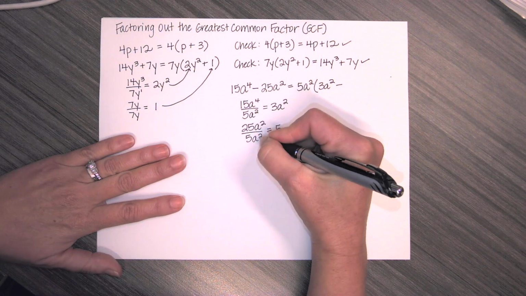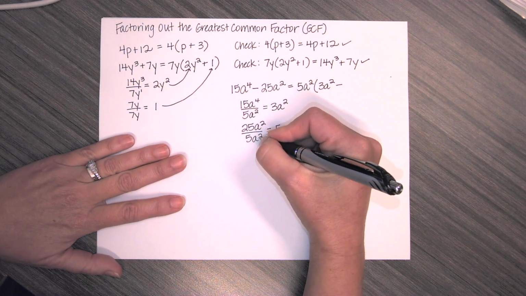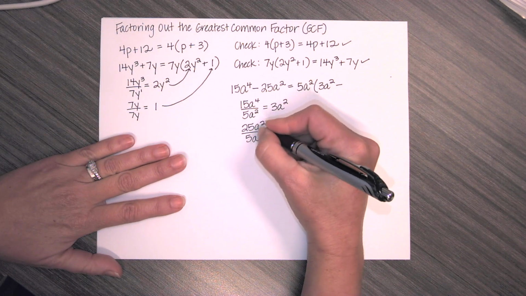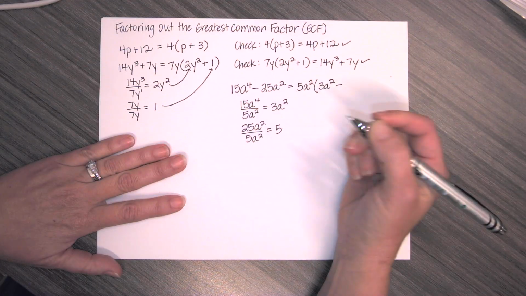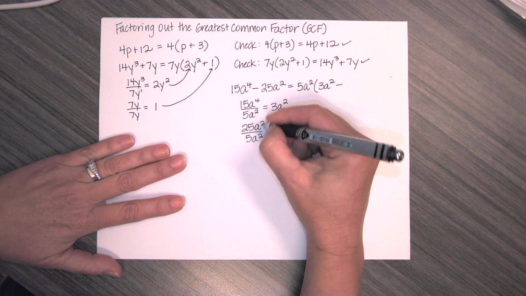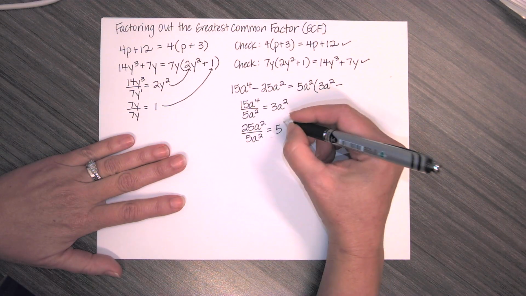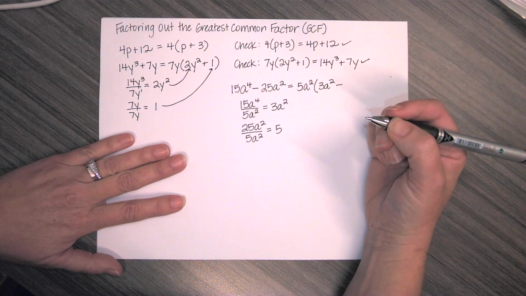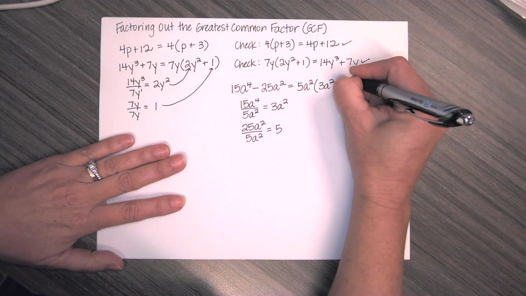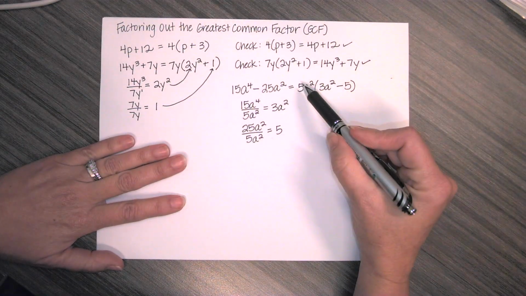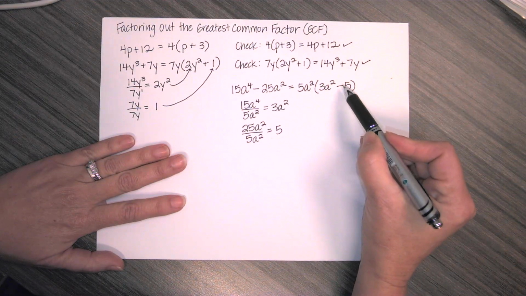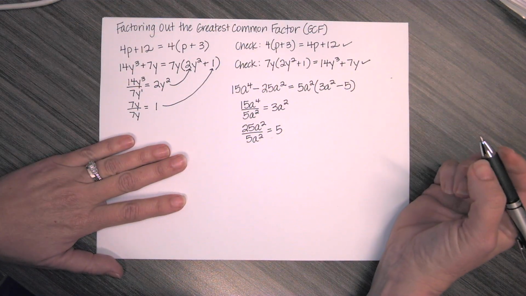Here, if we subtract our exponents, 2 minus 2 is 0, and anything to the 0 power is 1. So basically, these a squareds just go away. They cancel out, or they become one whole. And so this is just going to be 5. And so we have 3a squared minus 5. Again, distribute to check.